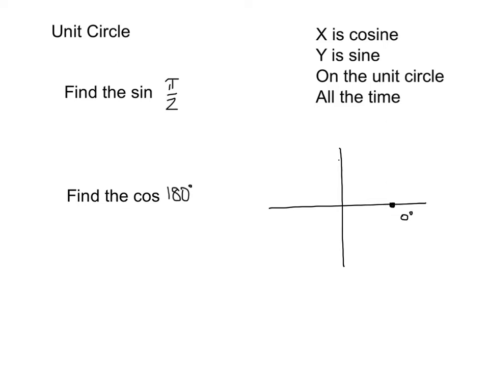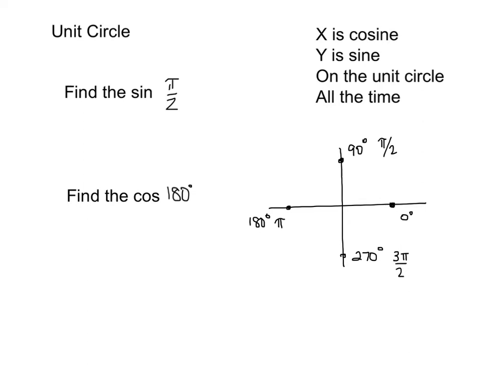We have an angle up here which is 90 degrees or pi over 2 radians. The angle over here, which is 180 degrees or pi radians. And the angle down here, which is 270 degrees or 3 pi over 2 radians.